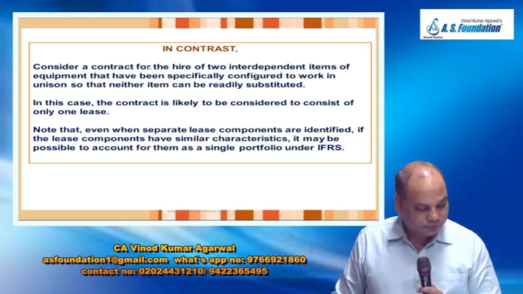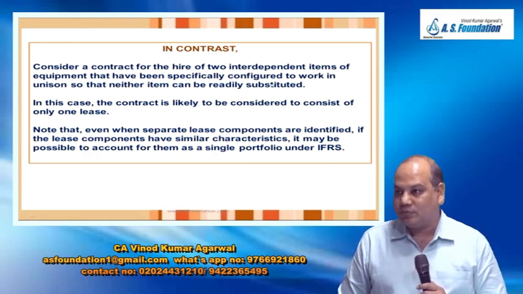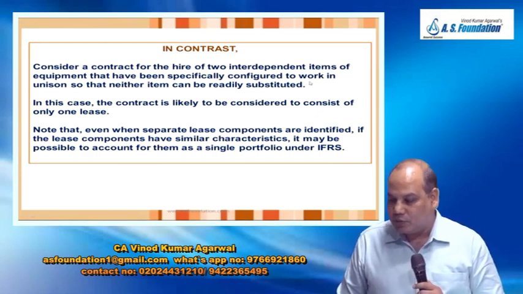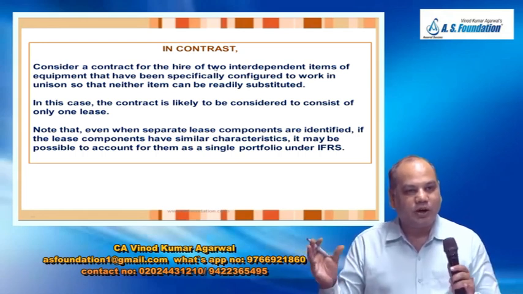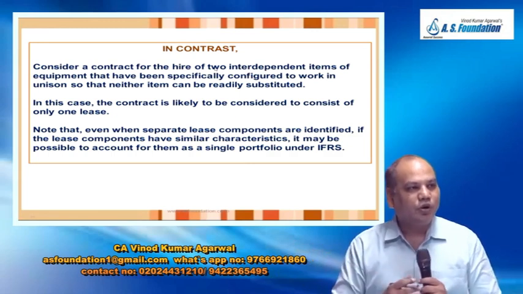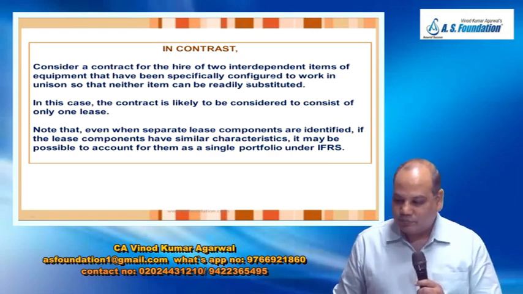In contrast, next paragraph, a contract for the hire of two interdependent items of equipment that have been specifically configured. Specifically configured means to work in unison. Two interdependent equipment you have purchased, but they are configured so that one cannot work without the other, to work in unison so that neither item can be readily substituted. In this case, the contract is likely to be considered to consist of only one lease.